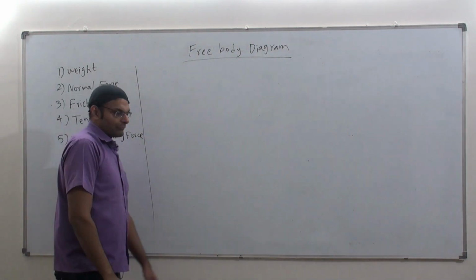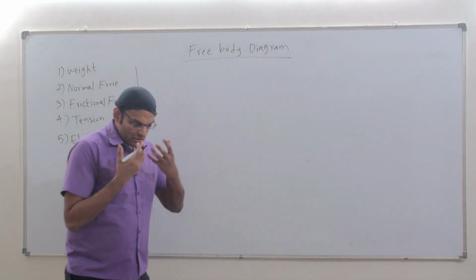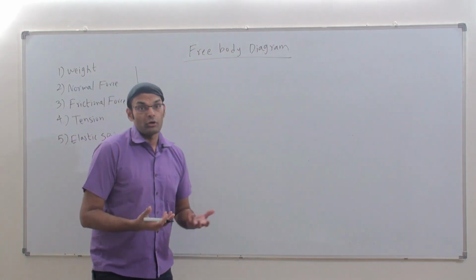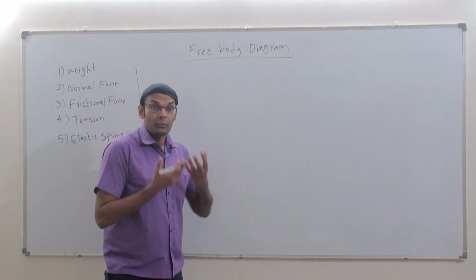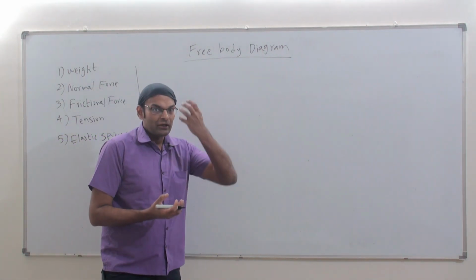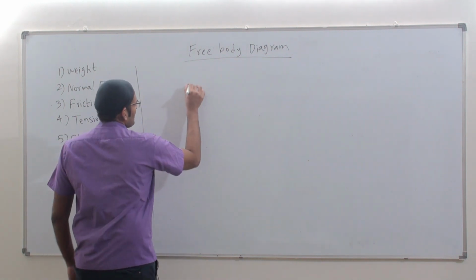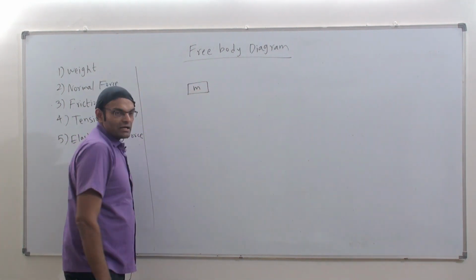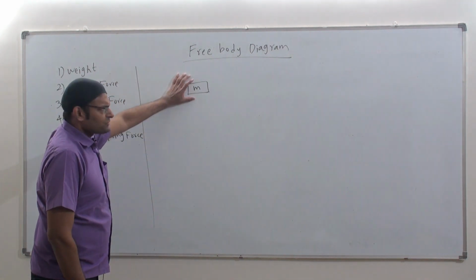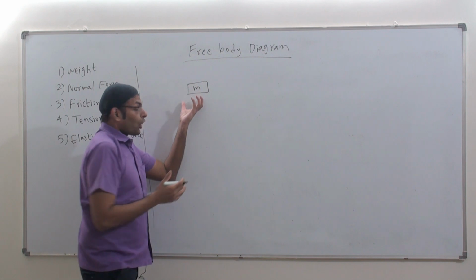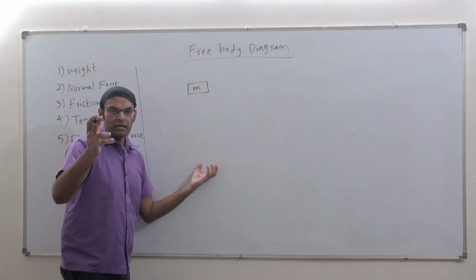Let's see what is weight. We all know that gravitational force is experienced by every object on earth. So what is weight? Weight basically refers to the force with which an object is pulled towards the earth. Let me take an object M of mass M. So what would be the weight of this object? It's very simple. This object is pulled towards the earth with an acceleration due to gravity of g.